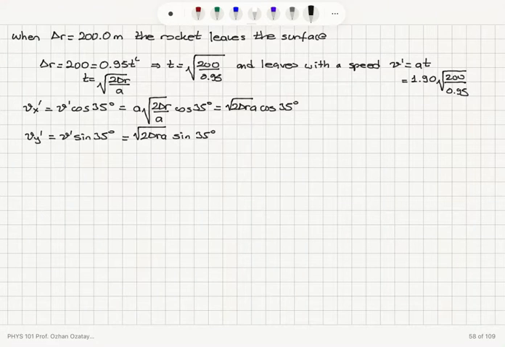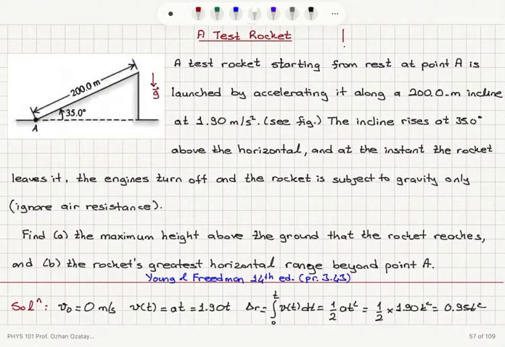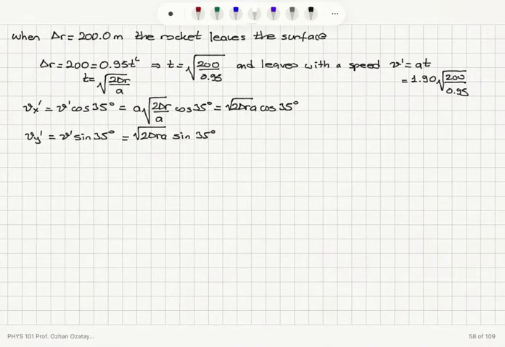Okay, so at this point, the rocket is basically here. It's leaving the inclined surface to basically fall. So it started from rest, launched by accelerating it along an incline, and at the instant the rocket leaves the incline, the engines turn off, so this acceleration is no longer there. We're under the influence of gravitational acceleration, and it will be falling under gravity.